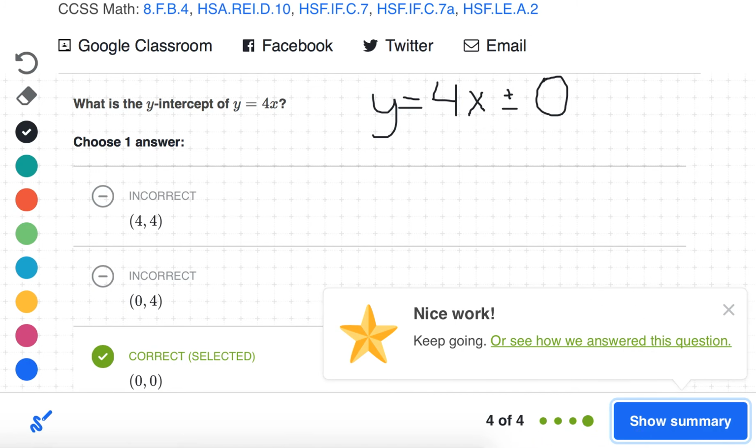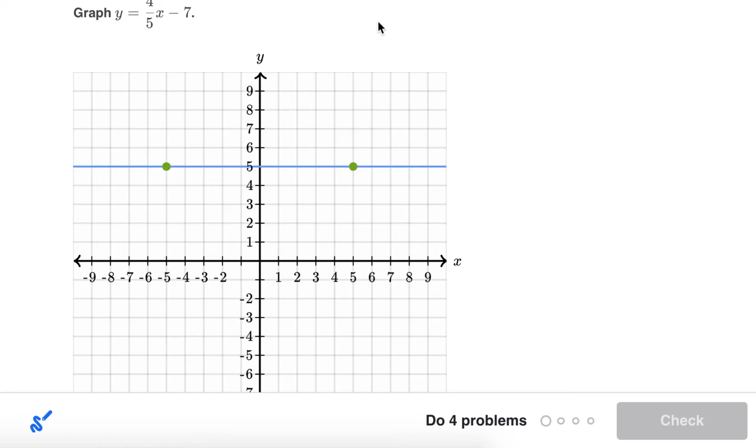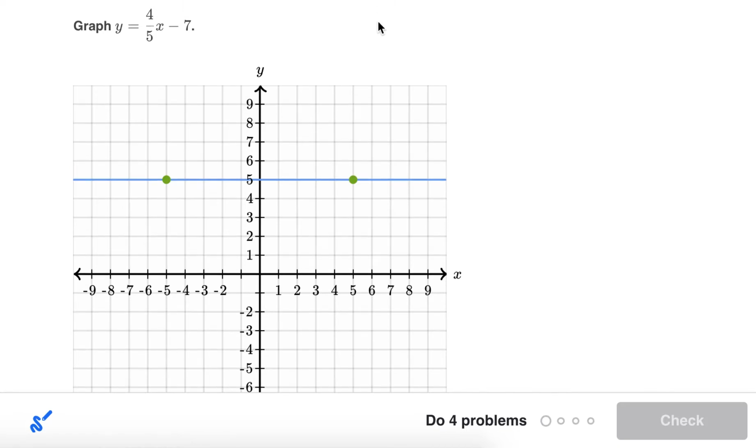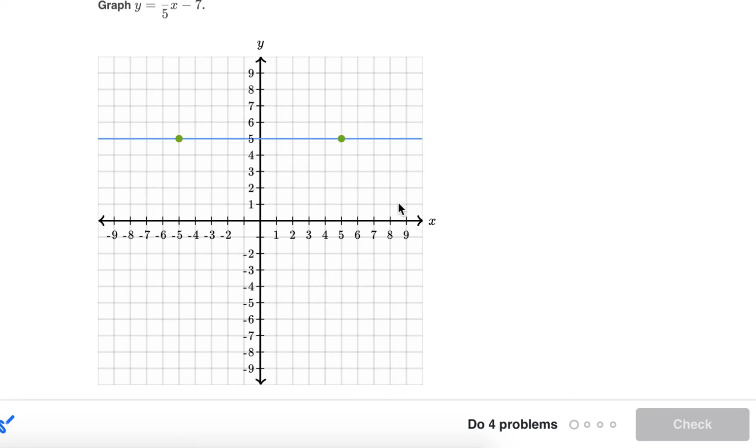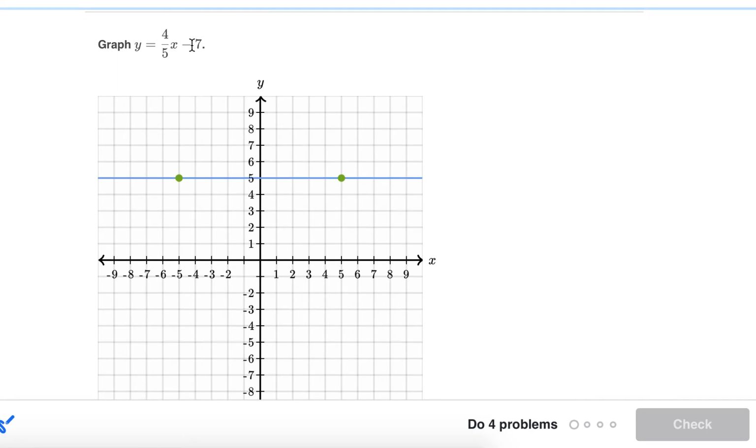Alright, next up, we're going to do graph from slope-intercept form. So on these problems, you're given an equation in slope-intercept form and you have to graph it. And the way you want to do that is start with the y-intercept. So the y-intercept here is -7, which means this line crosses the y-axis at 0, -7. Now the slope is 4 over 5.